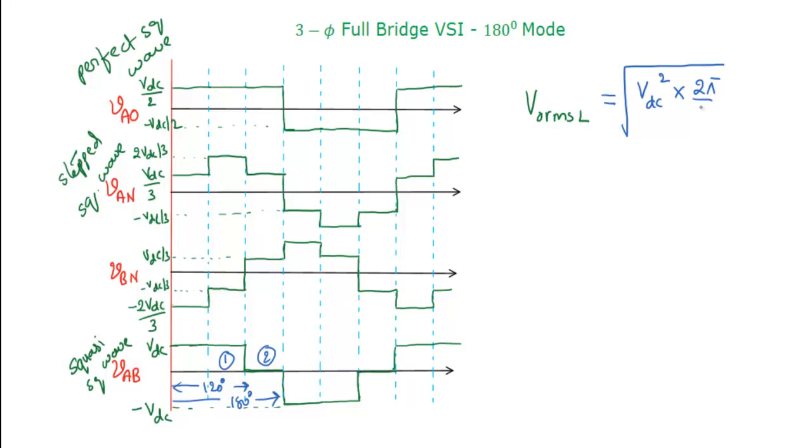Okay, 2 pi by 3 plus second segment. In the second segment nothing is there, that's why 0. Leave it. The whole is divided by the time period. What is the time period here of this waveform? 180 degrees, that means pi. Okay, so pi gets cancelled. You will get VDC square into 2 by 3. VDC square means you can take it outside the root, that's nothing but VDC root of 2 by 3. Okay, so this is the RMS value of output voltage per line.